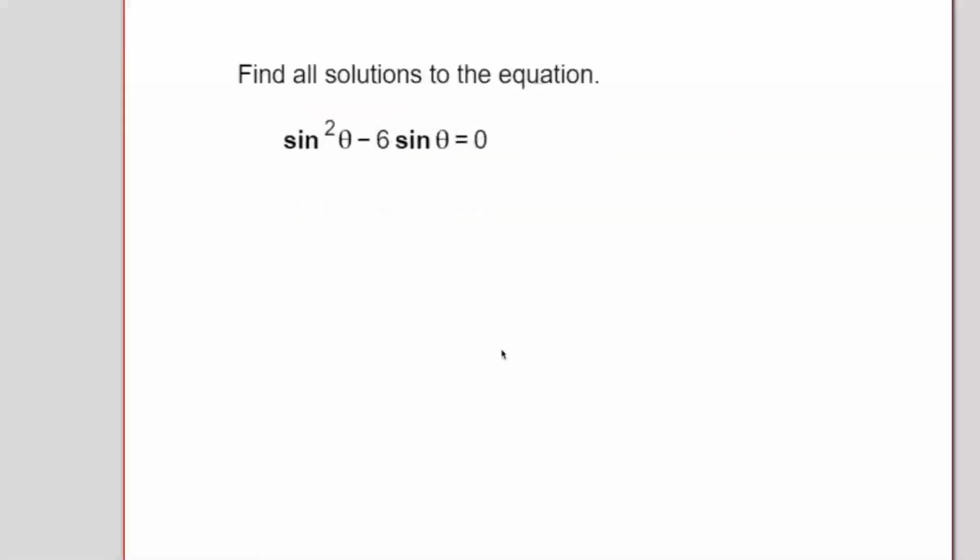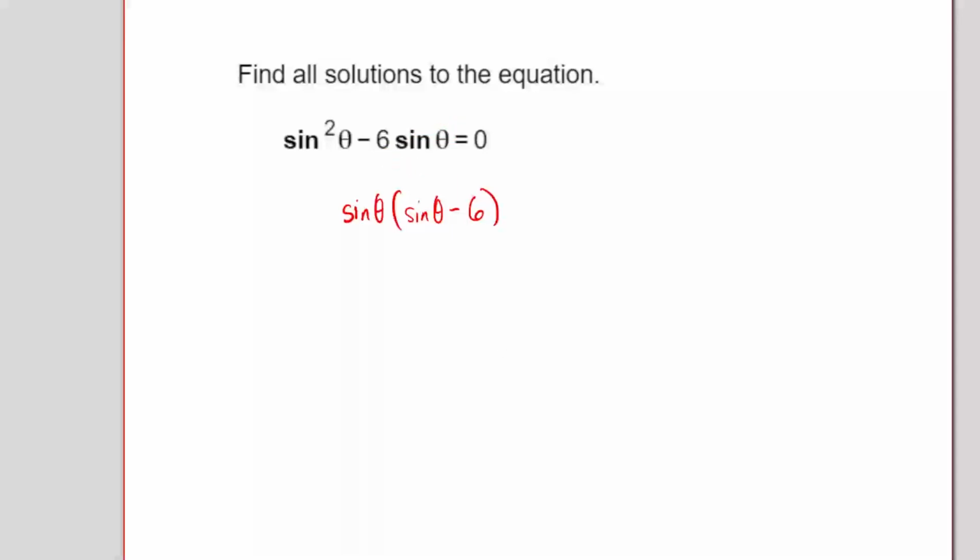So the next one asks us to find all solutions to the equation. Now right here, both of these terms have a sine theta, so I'm going to factor out a sine theta from this entire equation. If we factor out a sine theta from sine squared theta, we'll just be left with a regular sine theta. And if we factor out a sine theta from the other term, we'll just get the minus 6, because when we divide this entire thing by sine theta, this will cancel out, so we'll just get negative 6, okay?